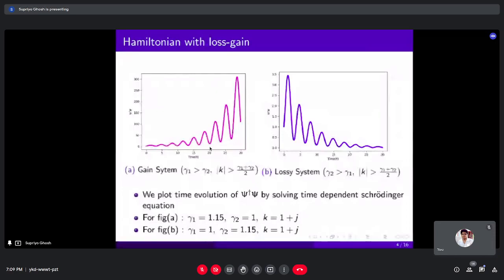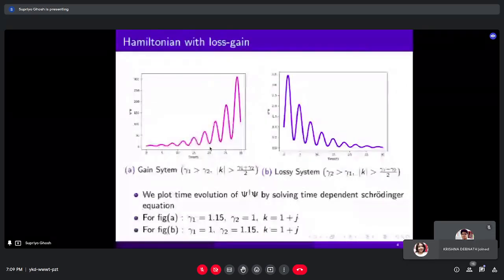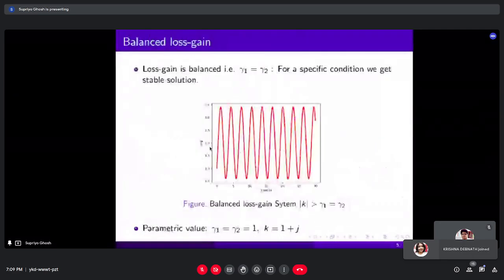Now, what happens when the gain and loss are balanced? That is, gamma 1 equal to gamma 2. So when gamma 1 and gamma 2 are equal, that is, the loss and gain are balanced, and for a specific condition we get a stable solution, and psi oscillates with time.